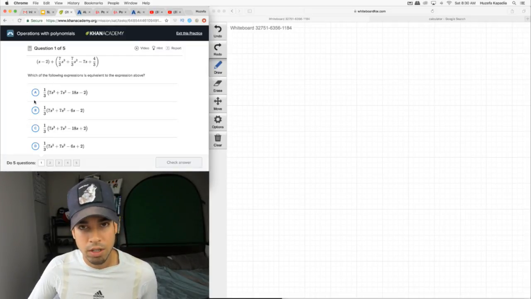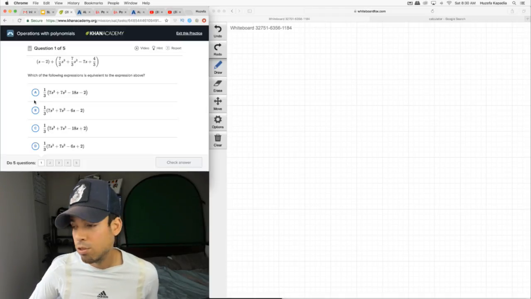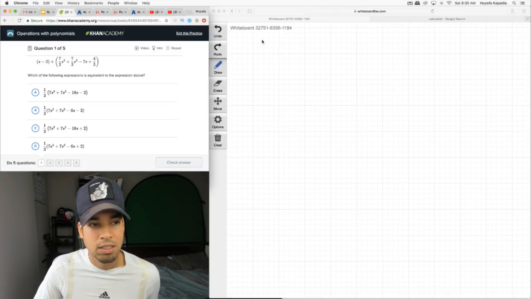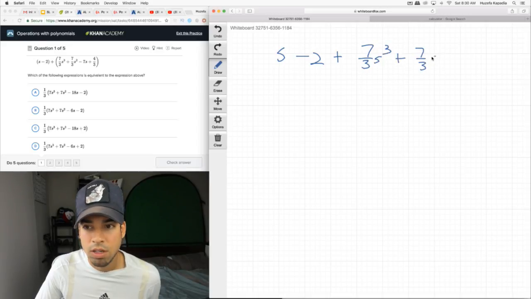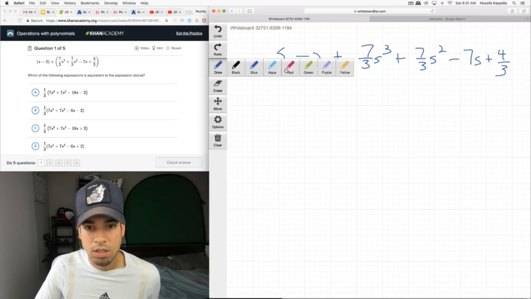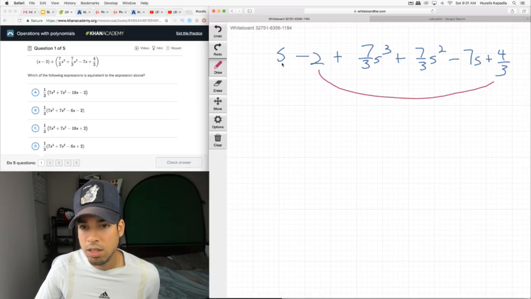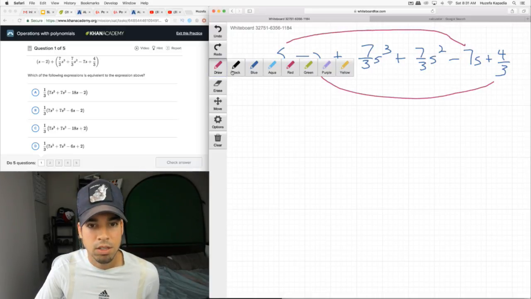Usually I say we're going to just solve, but in this case, especially when they're asking what is equivalent to the expression above, look at the answer choices and get some guidance from that. So first thing I'm going to do is remove all these parentheses, and we'll just call it plus s, 7/3 s cubed plus 7/3 s squared minus 7s plus 4/3. So this will connect with this guy. Those are like terms, and these are like terms because it's the same degree for s.